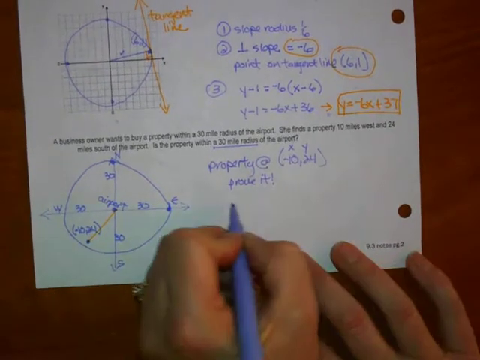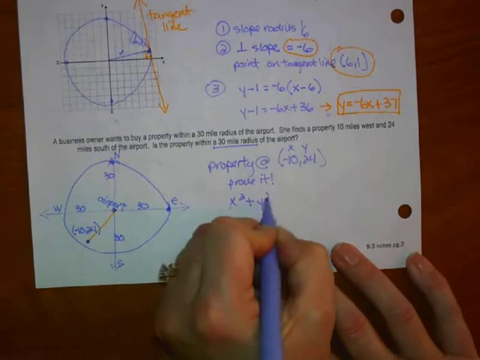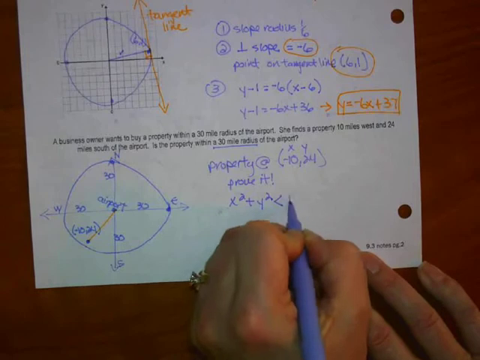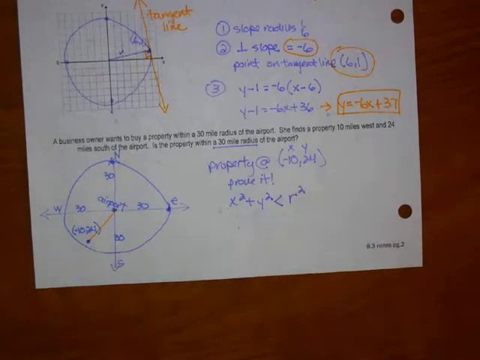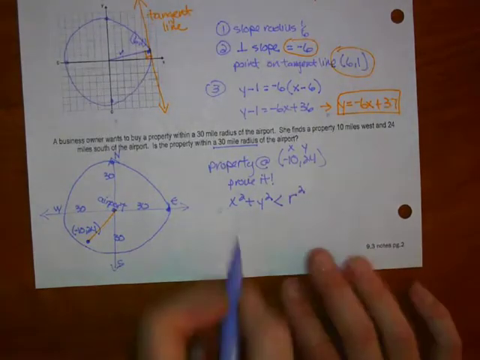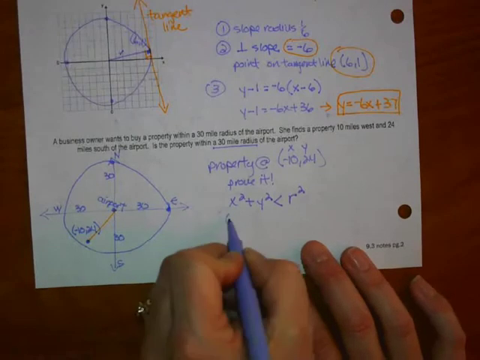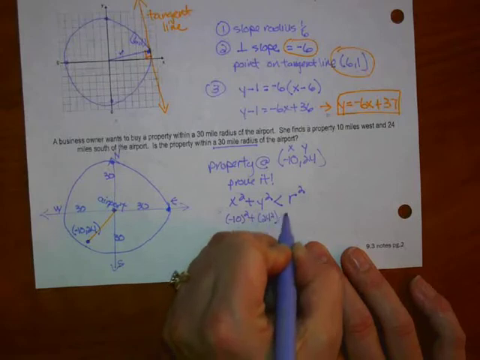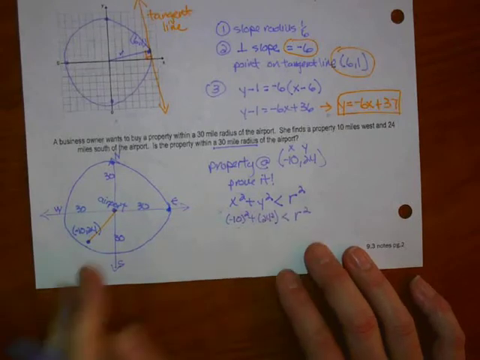So I can use this equation right here. X squared plus Y squared. I want this distance to be less than my radius squared. So let's just plug in the points and see. -10 squared plus 24 squared. Is it less than my radius squared?